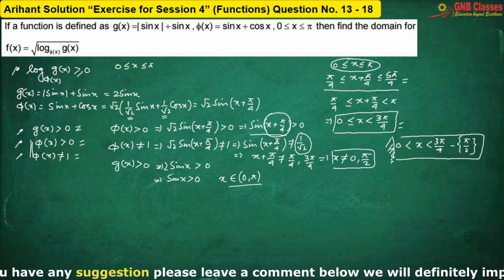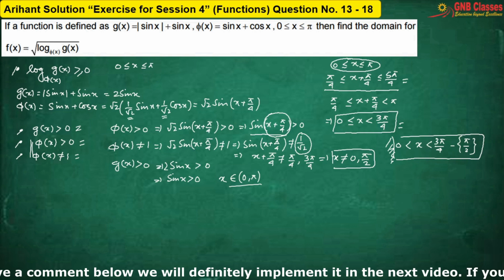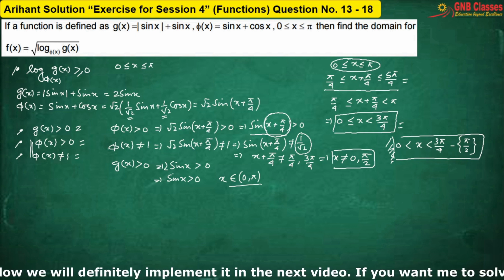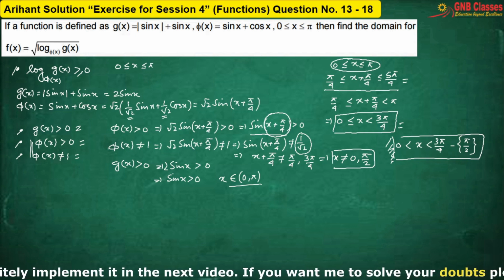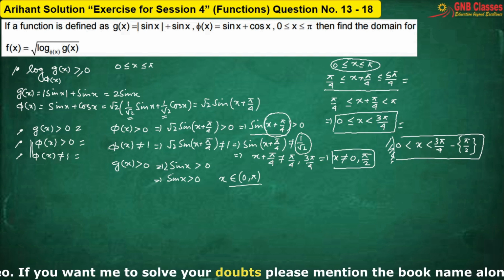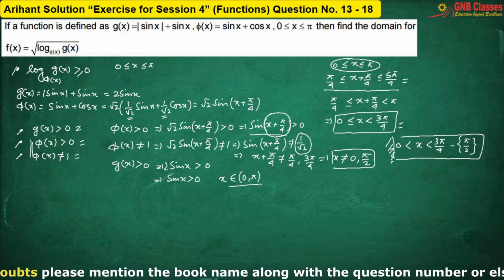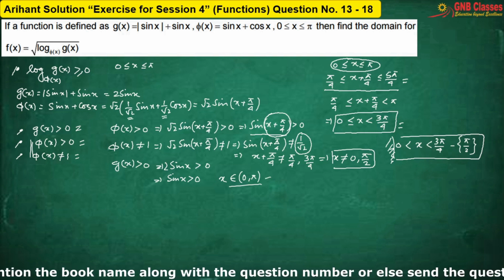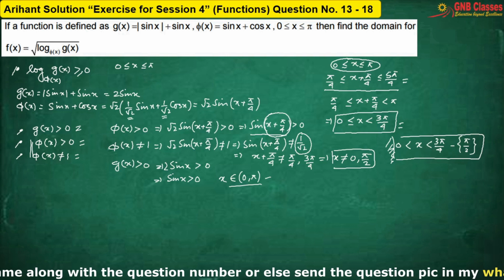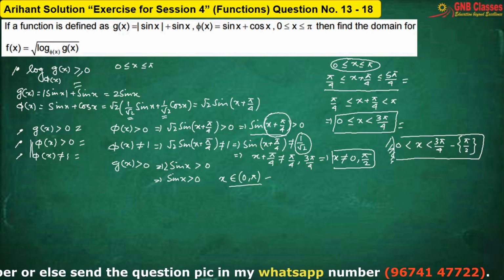Because as x is in the first or second quadrant, sin x will be positive, excluding 0 and pi, because at x equals 0 or at x equals pi, sin x will become 0. So we have to exclude those points. That is why I have written x belongs to open interval (0, pi). Is it clear? Now let us come to the last point.